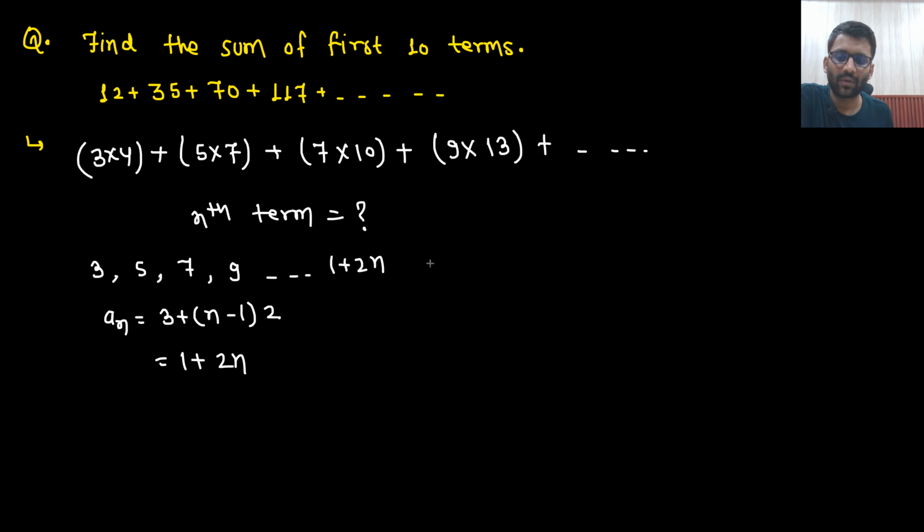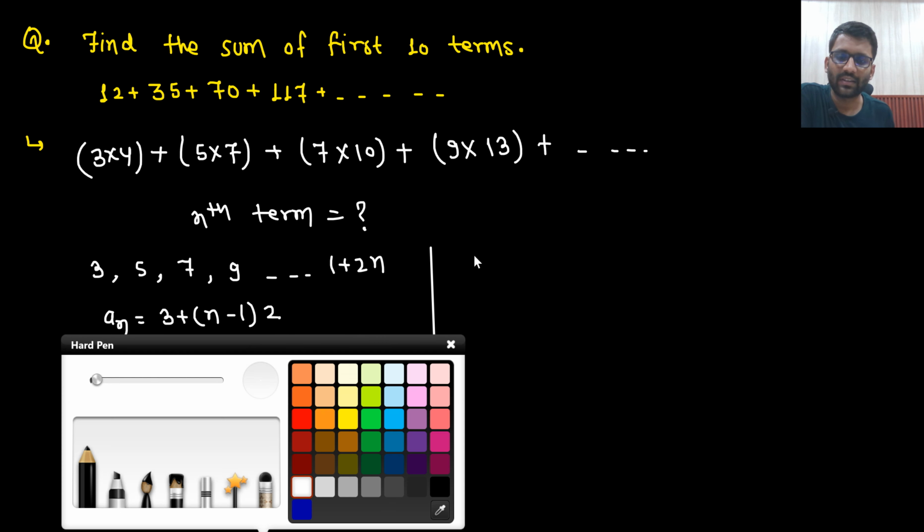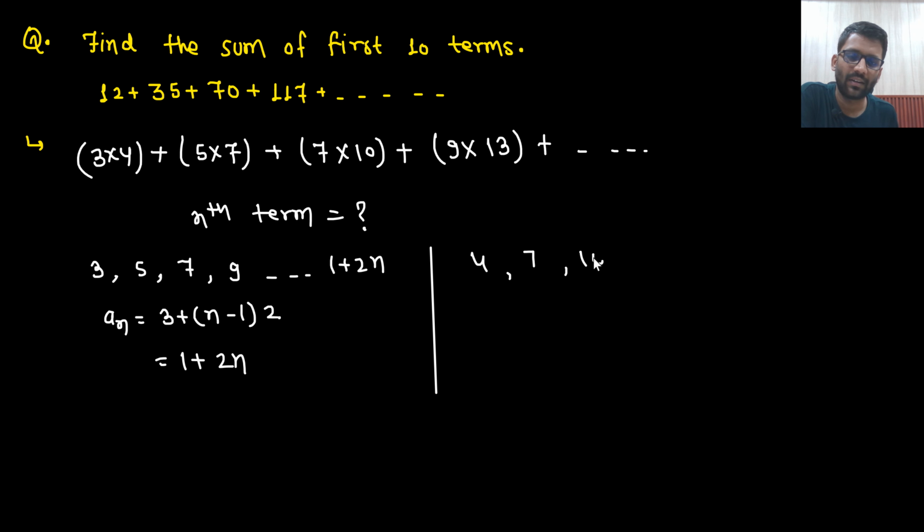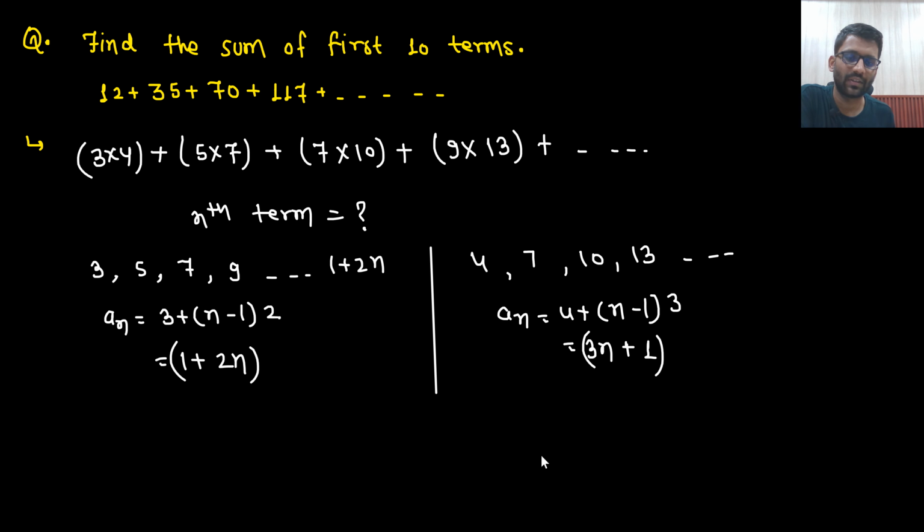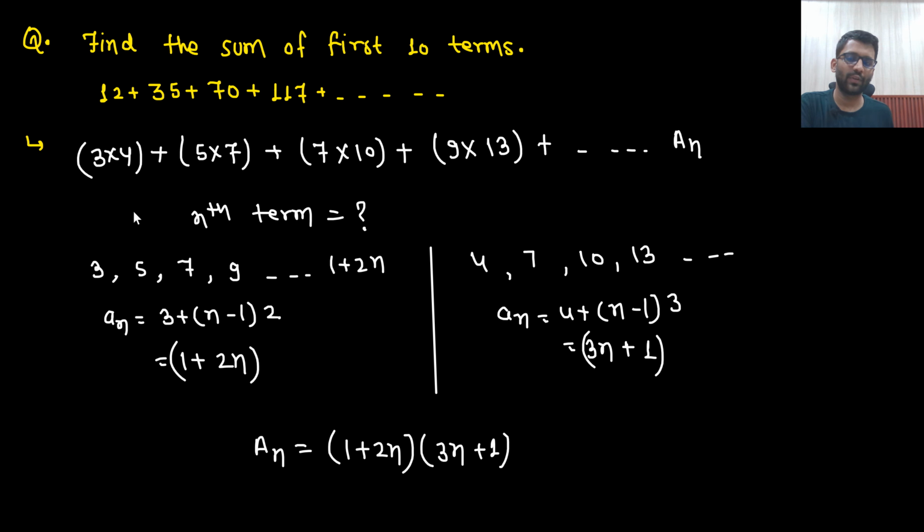Right? And what about the other part, that is 4, 7, 10, 13 in this manner. That would be a plus n minus 1 into d. So that would be 3n plus 1. So from here we have 1 plus 2n and 3n plus 1. So what will be the actual nth term? This I can call capital A to the power n. So the nth term here will be 1 plus 2n into 3n plus 1. Say yes or no? Because if you put n equals 1, what do you get? 3 into 4, right?